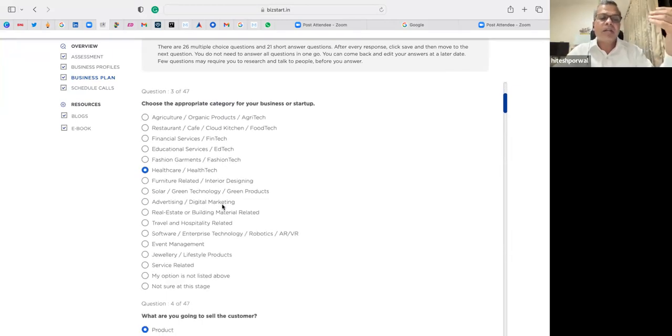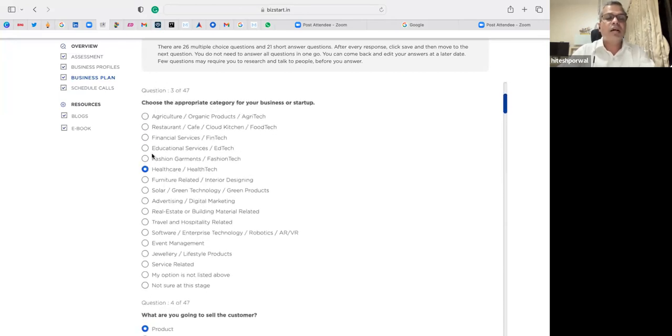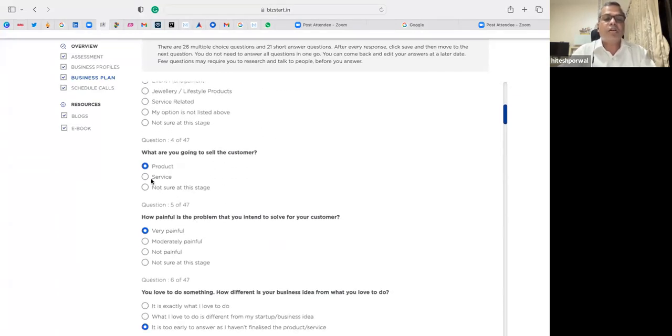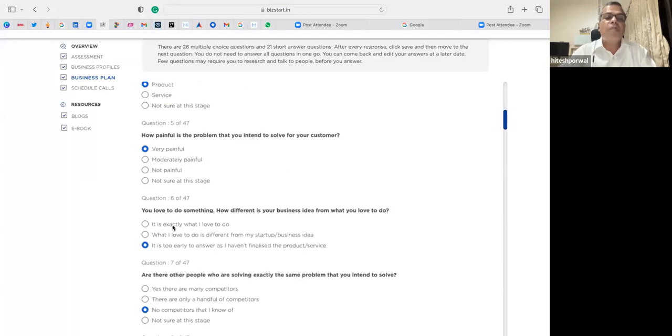And then it goes on, right? Which industry does it relate to? So food, since it is a butter stick, I think it's more a food tech idea. Is it a product or a service? It's a product. How painful is the problem that you intend to solve for your customer? I think we all have this pain. It's not very painful, but it is a moderately painful problem to put butter which is of the right temperature.